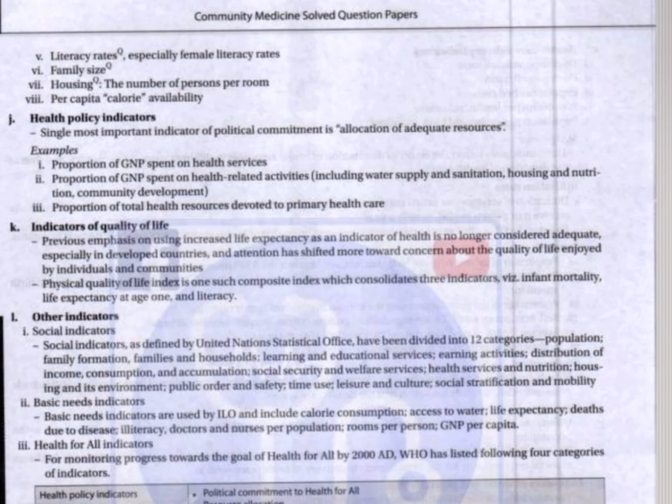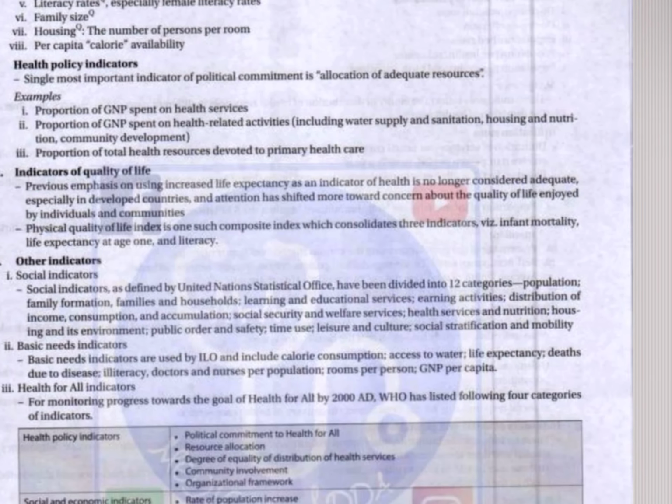Basic needs indicators are used by ILO and include calorie consumption, access to water, life expectancy, deaths due to disease, illiteracy, doctors and nurses per population, rooms per person, GNP per capita. Health for All indicators. For monitoring progress towards the goal of health for all by 2000 AD, WHO has listed the following 4 categories of indicators. Self-help groups in Karnataka.